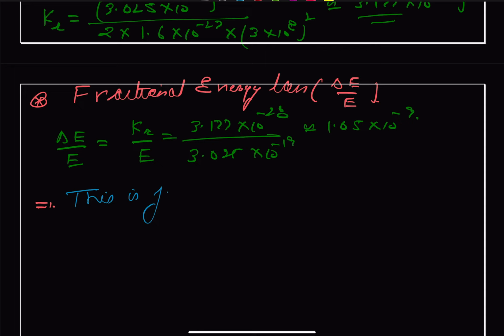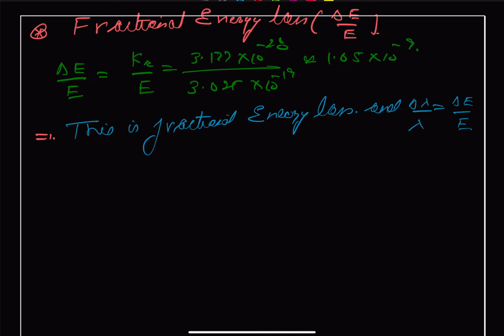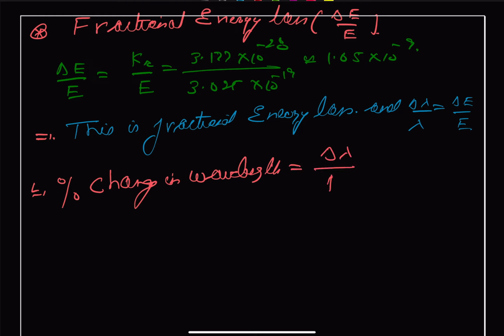This is fractional energy loss, and we also know that delta lambda upon lambda will be equal to delta E upon E. So therefore, percentage change in wavelength, which was initially asked in the question, will be equal to delta lambda upon lambda multiplied by 100.